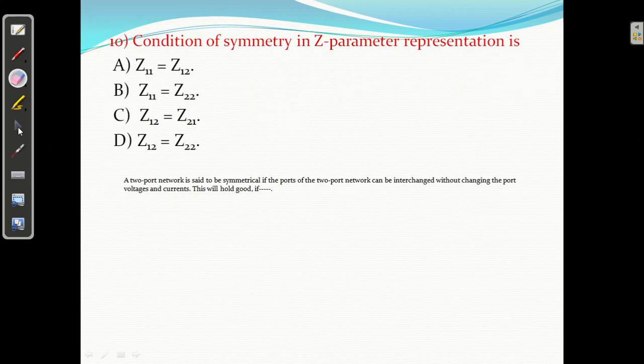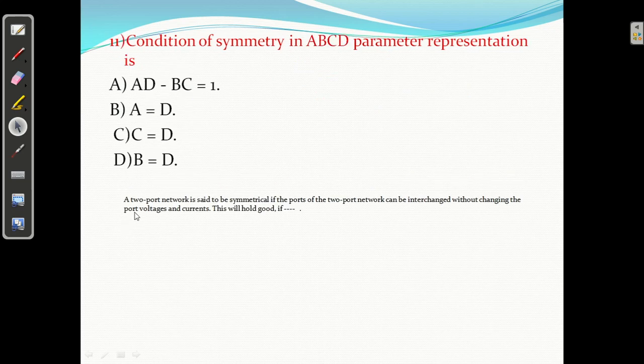Question number 11. Condition of symmetry in ABCD parameter. A equal to D. That is the answer. Correct. A equal to D. So this is the condition of symmetry in ABCD parameter.